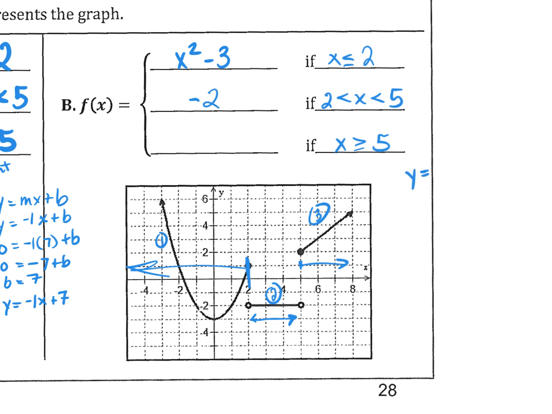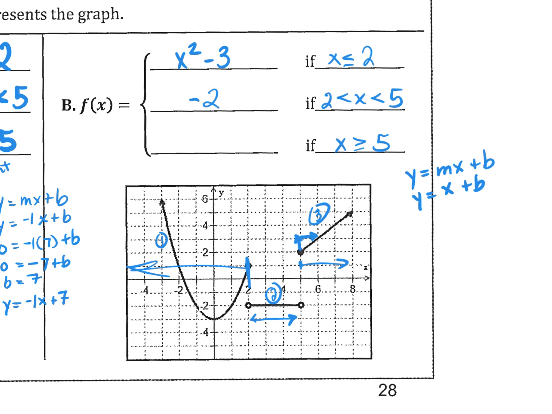Now, the third one we're going to have to do again, like we've been doing. Y equals mx plus b, like we just did with the other one. What is the slope of this function? Up 1, over 1, right? So what's the slope? +1. So it's just x, right?